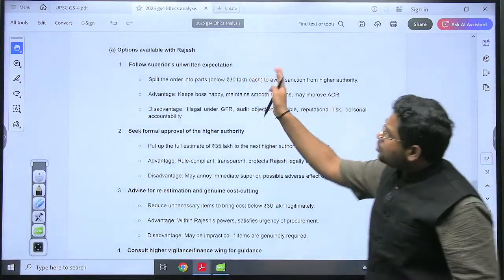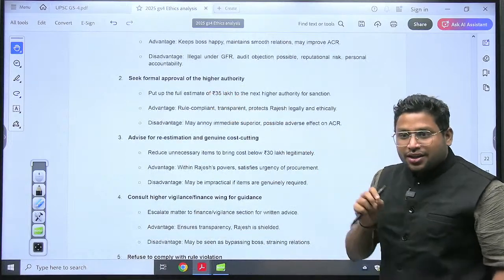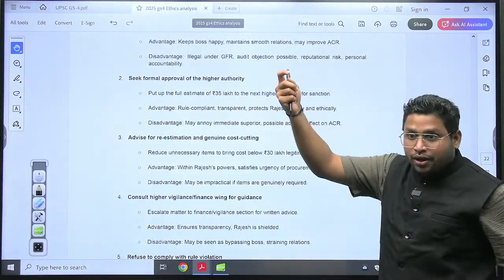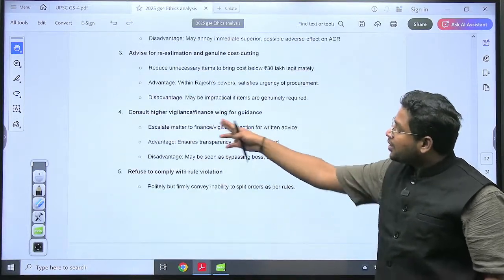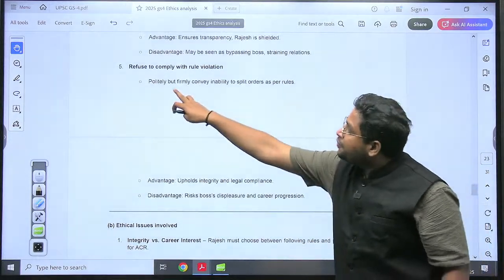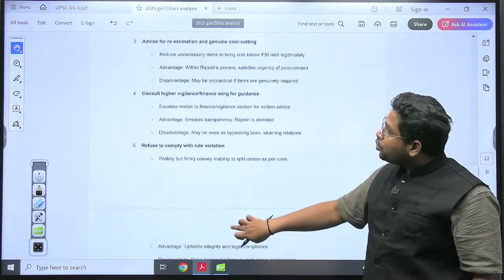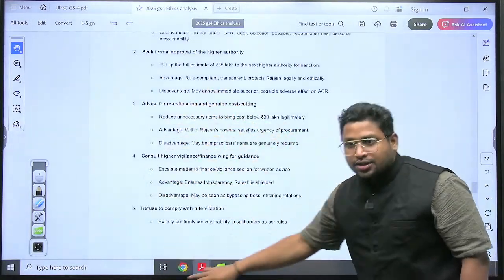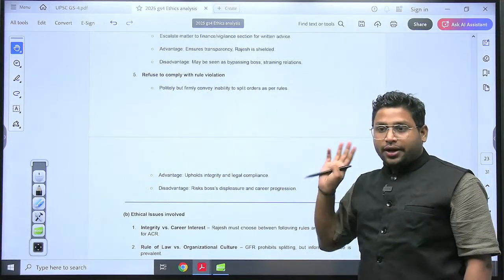So show that he has options. He can follow the superior's advice, or he can seek approval from the higher authority, that too in written form. You can take some advice also, you can consult others also. Yes, all these options are there. And refuse to comply with rule violation. This has to be done no matter what. But you will show that I'll take all these actions. It's not like I'll take just one action, but this I'll 100% take, show that.